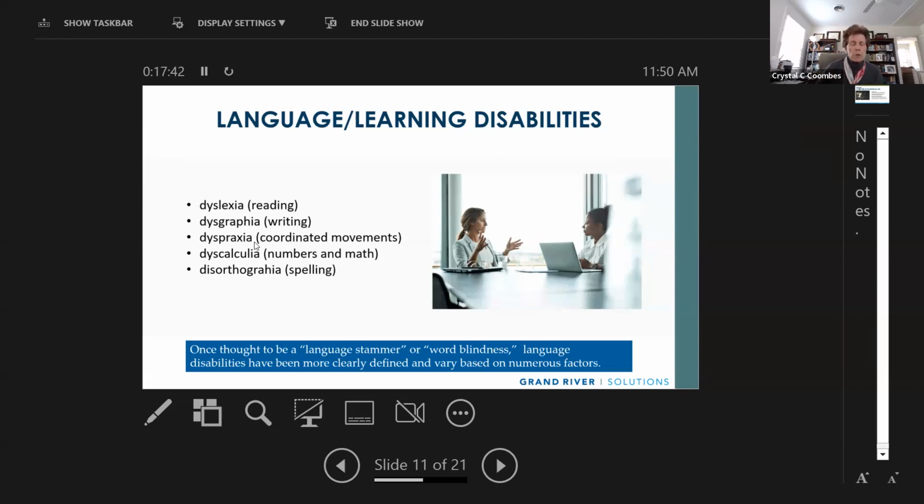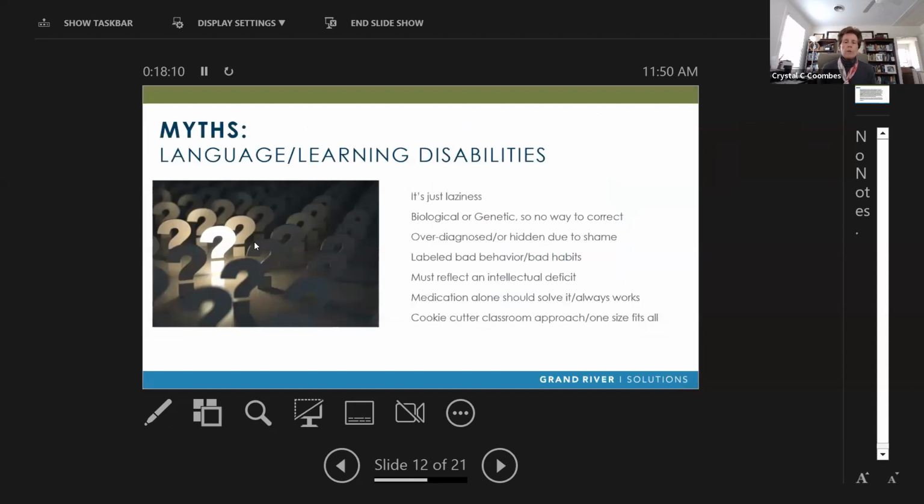It was interesting to me in some of my research about these things that language disorders first were called a language stutter. So they tried to put it in the same context as verbal disorders. So you had a language stutter if you were dyslexic, or word blindness if you couldn't see something. Today, we now know they're language and learning disabilities. So, some of the myths behind language and learning disabilities.